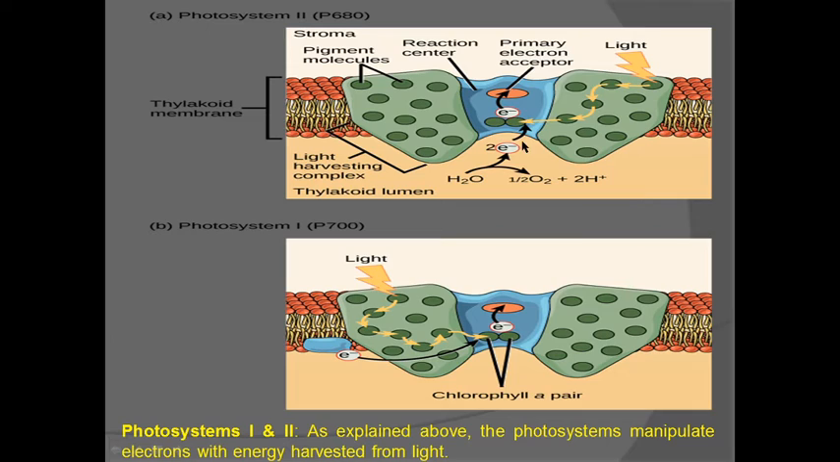Now what happens side by side? The water molecules are oxidized or broken down into protons and electrons. Oxygen is released during the breakdown of water molecules, and these electrons coming from the breakdown of water molecules enter into the process of photosynthesis. Now the breakdown of water molecules occurs during Photosystem II, not in Photosystem I.